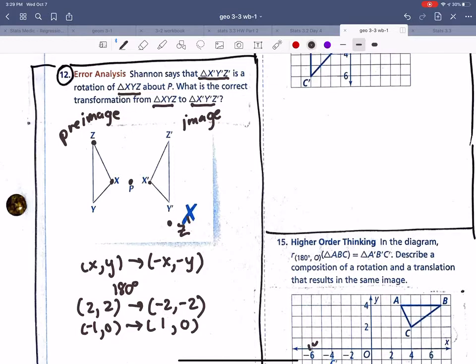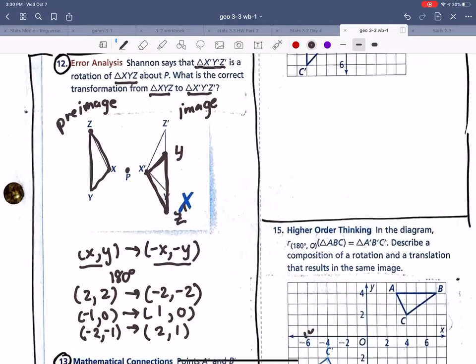Now let's look at Y. It looks like I'm back 2, down 1. So back 2, down 1, and I follow my rule and it changes signs. So positive 2, positive 1. So a rotation about P would look like this. That would be coordinate Y. So notice this is what a rotation would look like, pre-image and image, and that's not what we have.